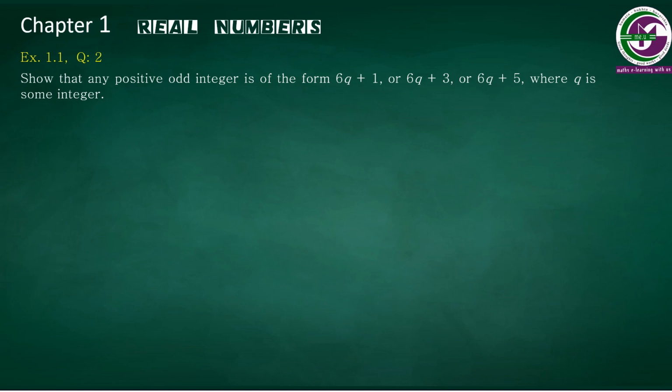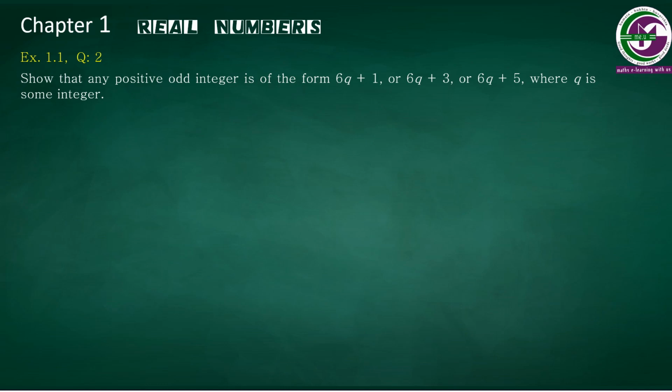Show that any positive odd integer is of the form 6q plus 1 or 6q plus 3 or 6q plus 5, where q is some integer. For all these types of questions, we'll use Euclid's division lemma. We know that Euclid's division lemma is for two positive integers a and b. So we need a and b here.